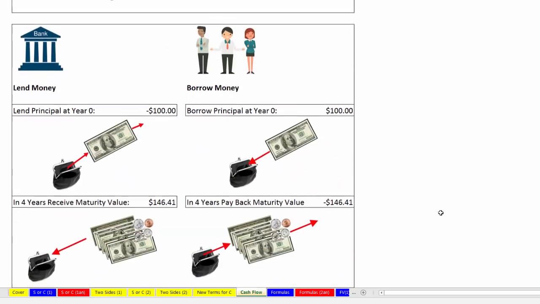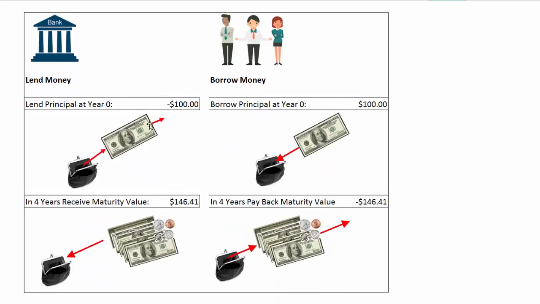Now let's scroll down here. Now to emphasize cash flow, let's look at an example where the bank lends you money and you borrow the money. At year 0, the bank lends the principal. That means it's minus 100 to the bank. Out of the bank's wallet or purse goes $100, and then you get it. On your side, from your point of view, at year 0, you borrow the principal.